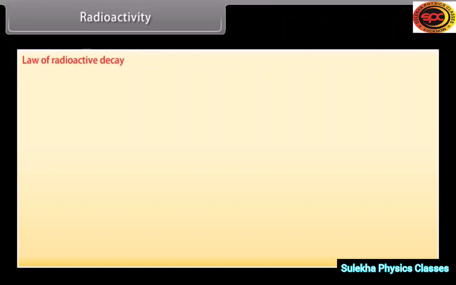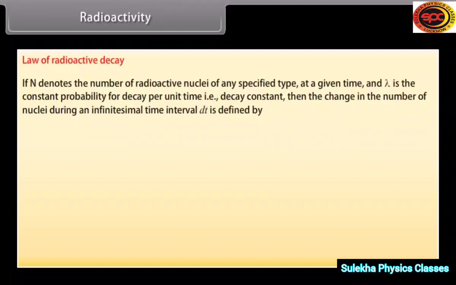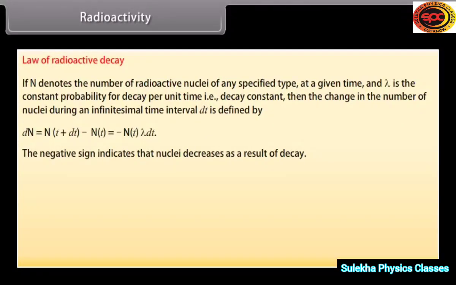Law of radioactive decay. If N denotes the number of radioactive nuclei of any specified type at a given time, and λ is the constant probability for decay per unit time, that is, decay constant, then the change in the number of nuclei during an infinitesimal time interval dt is defined by dN = N(t + dt) − N(t), which is equal to −N(t) λ dt. The negative sign indicates that nuclei decrease as a result of decay.